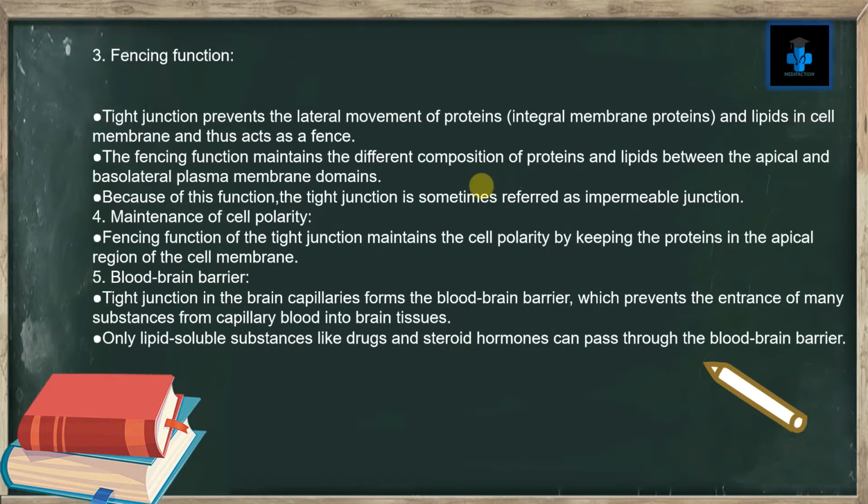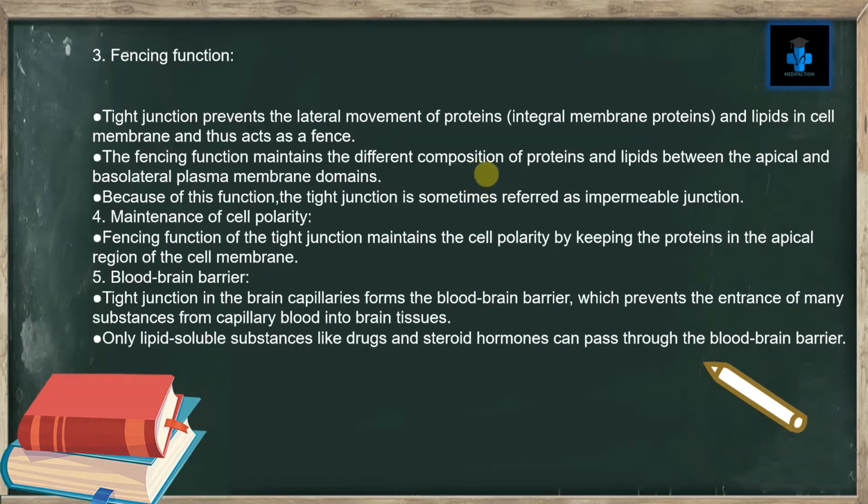Third function, which is fencing function. Tight junction prevents the lateral movement of proteins, that is, integral membrane proteins, and also lipids in cell membrane, and thus it acts as a fence. The fencing function maintains the different composition of proteins and lipids between the apical and basolateral plasma membrane domains. Because of this function, the tight junction is sometimes also referred to as impermeable junction.